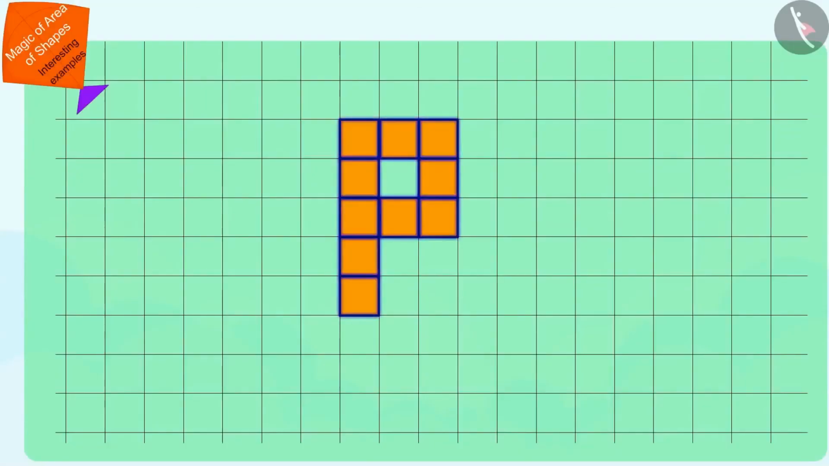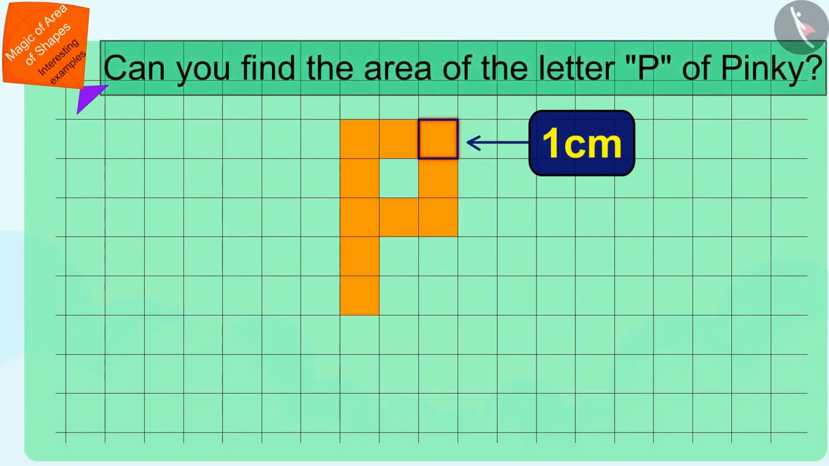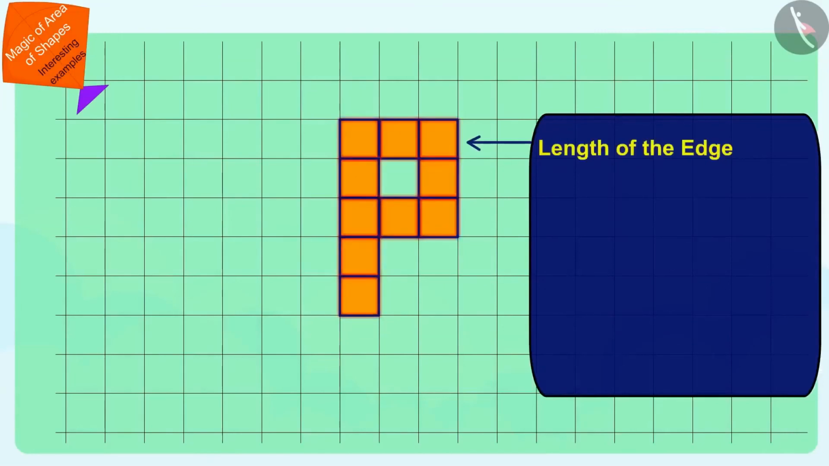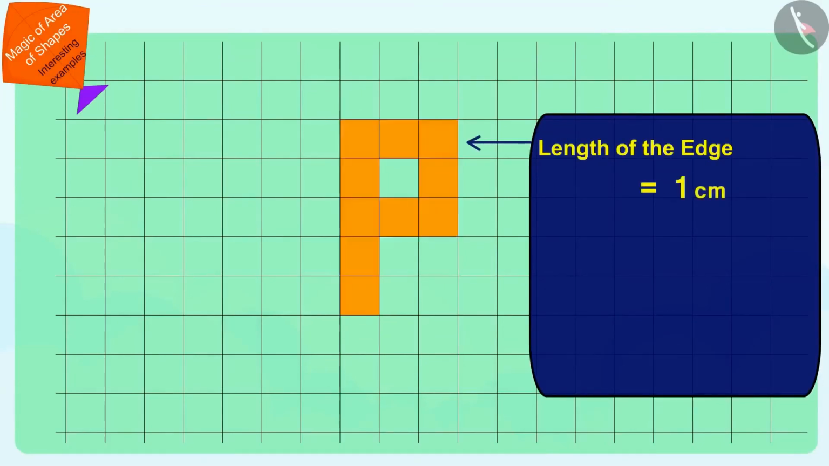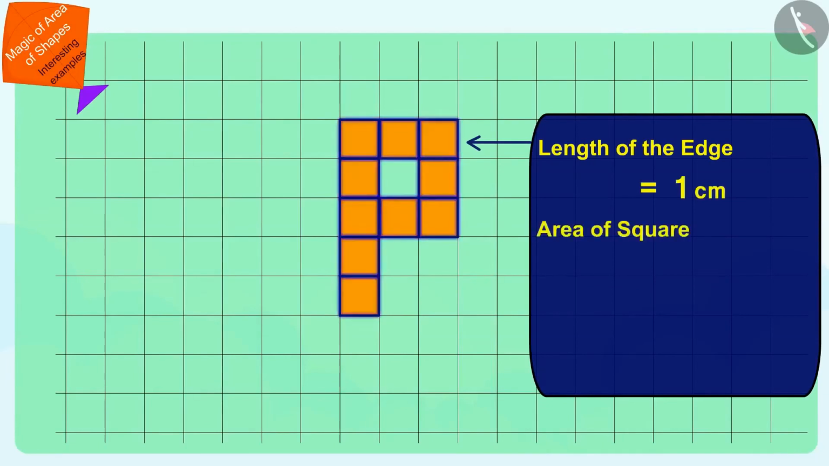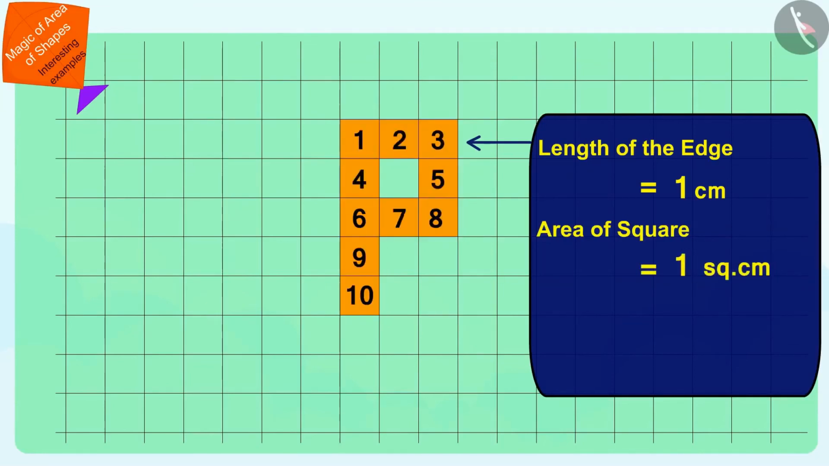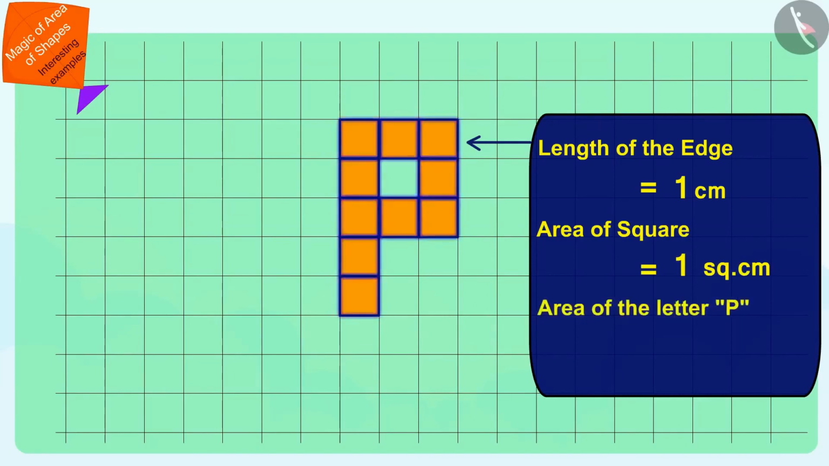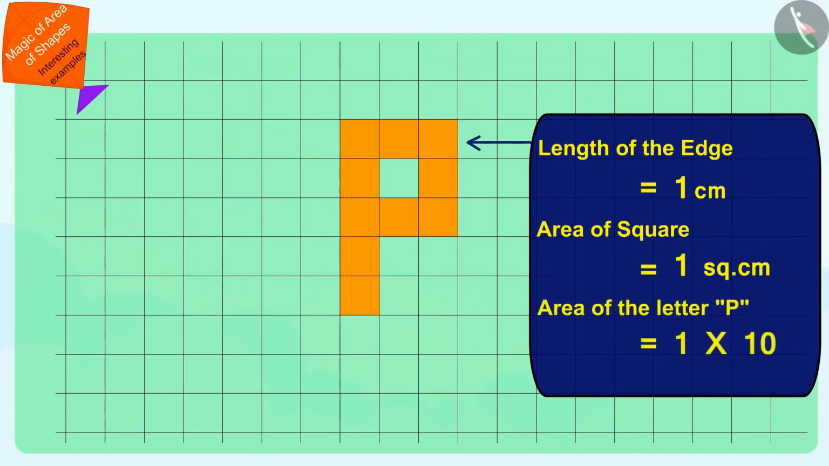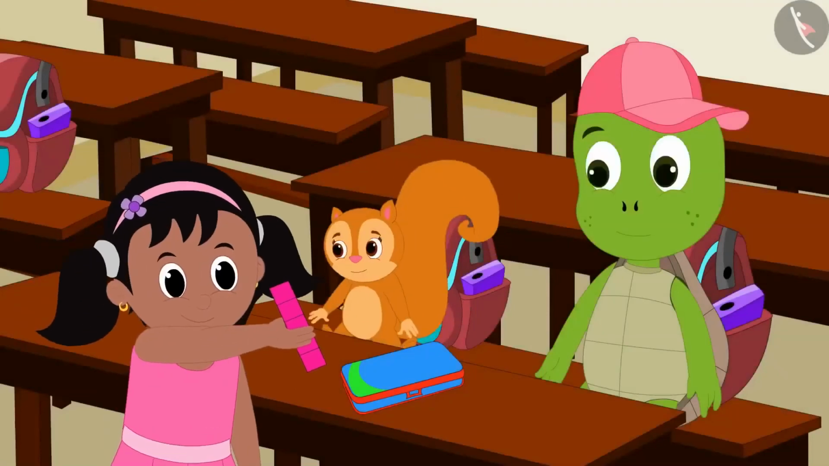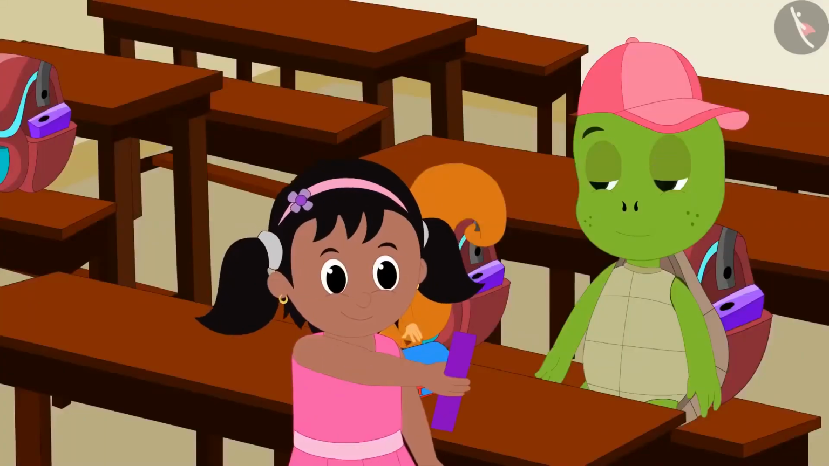Children, if the side of every square-shaped sticker used by Pinky is 1 centimeter, can you find the area of the letter P of Pinky? The length of the edge of each square-shaped sticker is 1 centimeter. So, the area of each square-shaped sticker will be 1 square centimeter. Pinky has used 10 such stickers in her name letter P. Therefore, the area of the letter P in her name will be 1 times 10, 10 square centimeters. Pinky gave 10 stickers each to both Chanda and Tufan to make their own letters.